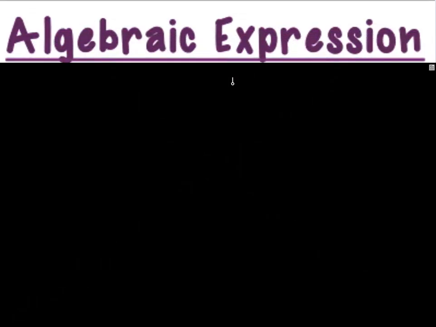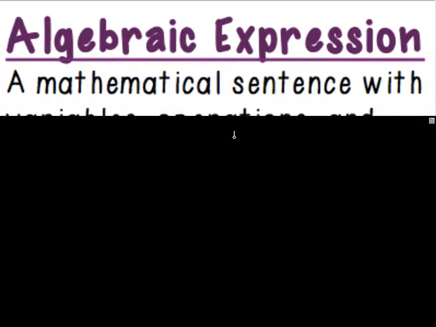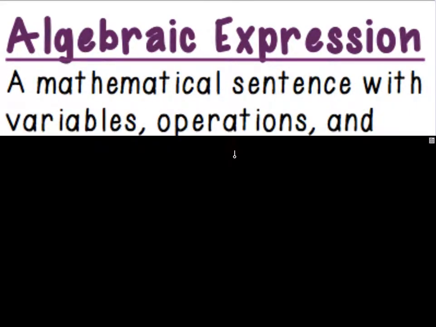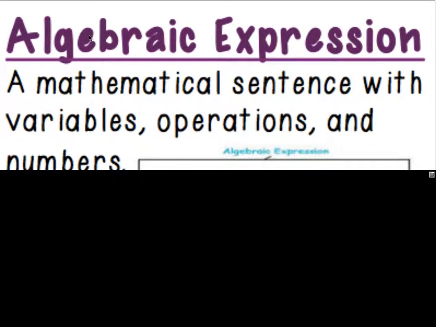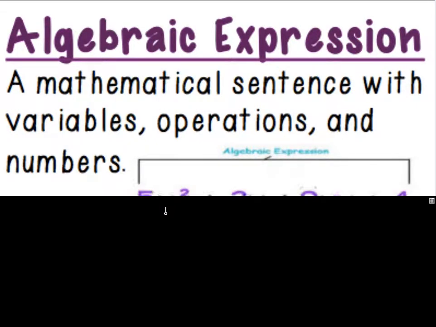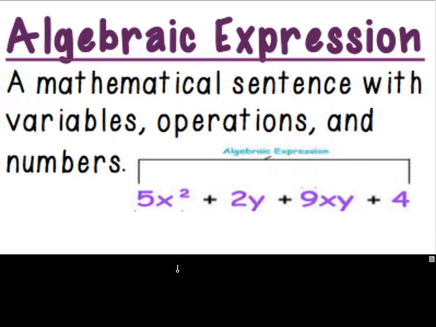The next word, algebraic expression. An algebraic expression is a mathematical sentence with variables, operations, and numbers. Algebraic, A, helps me remember. I remember that by looking at the A in algebraic, and I know that the word alphabet starts with A, so algebraic expressions can have letters from the alphabet in them. So algebraic expressions can have variables in them.